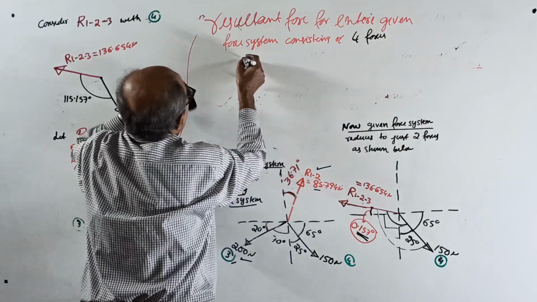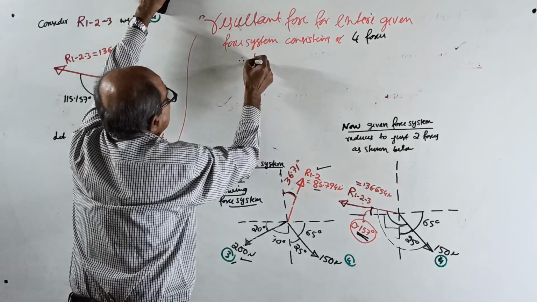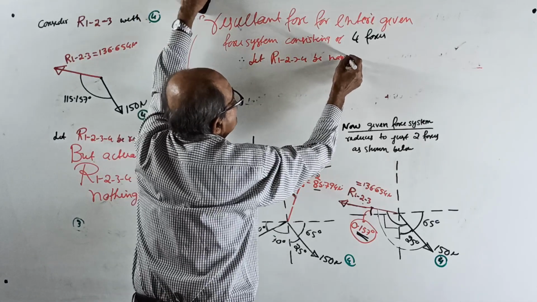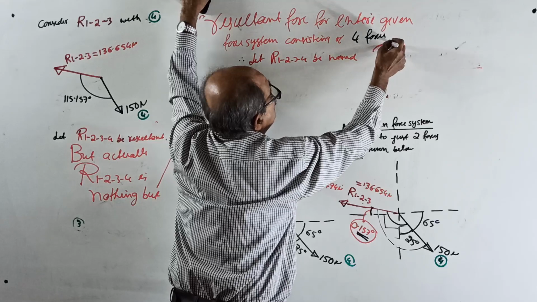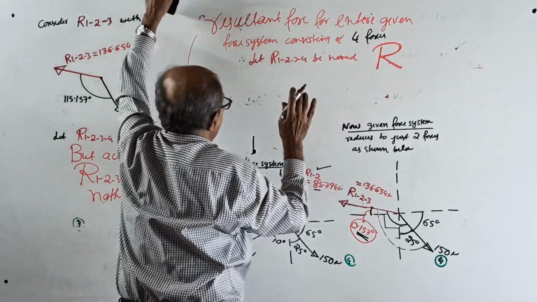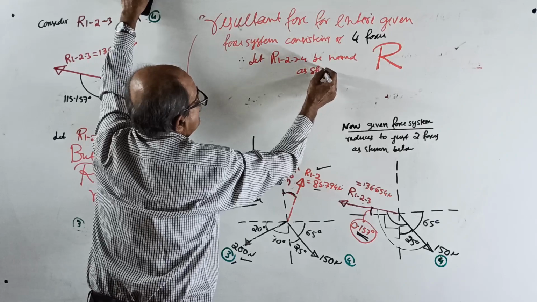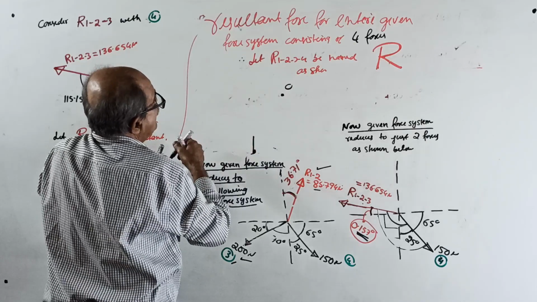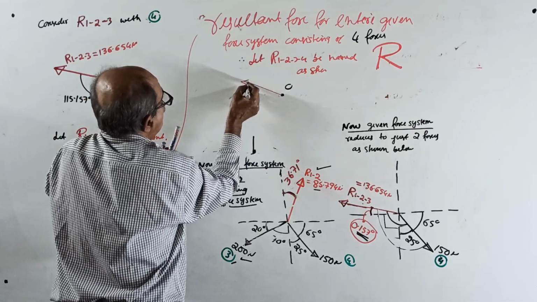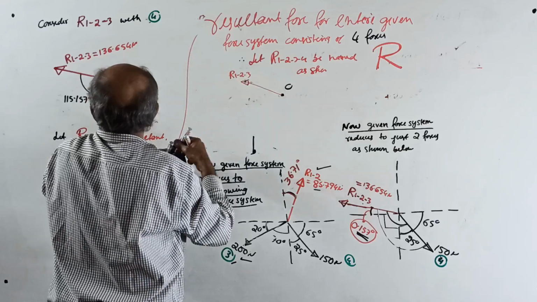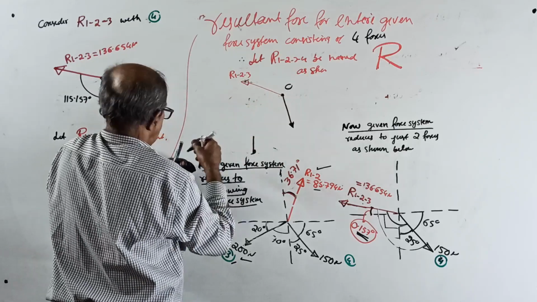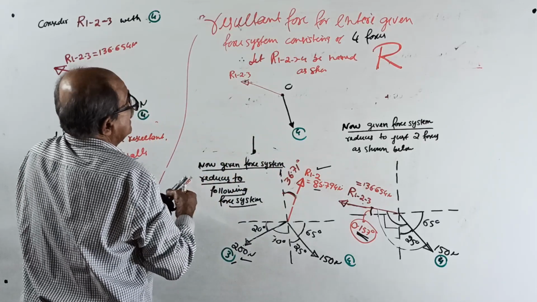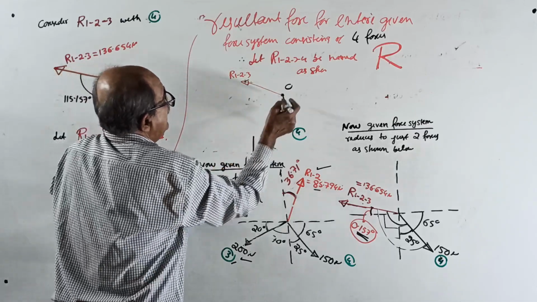Right. Let it be as it is. So therefore, let R1234 be named R. Why do you want 1, 2, 3, 4? R, the resultant for the entire system, as shown. See, now here, this is a point O. This is your R123. This is your fourth force for the entire force system.